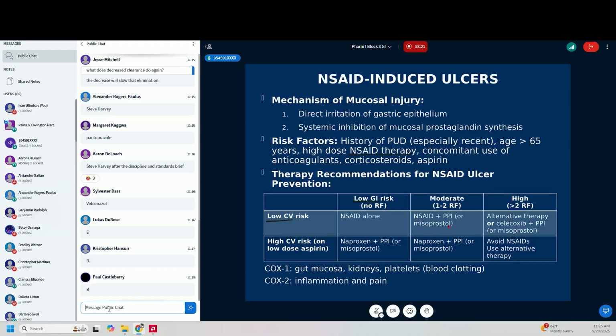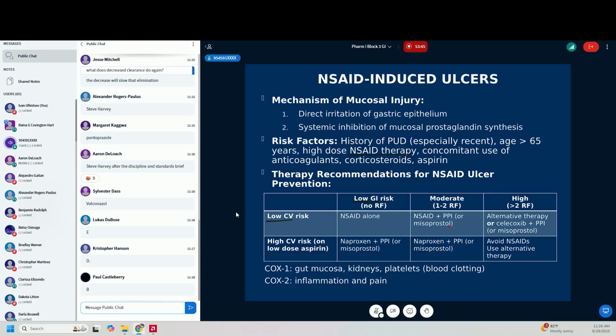If I am high risk, meaning I have more than 2 of these risk factors going on, I'm falling apart. I'm on an anticoagulant. I'm 70 years old, and I've had peptic ulcer disease before, and I take aspirin every day, right? So I'm low risk cardiovascular-wise, but I have a high GI risk. I have a high burden on my belly, right?